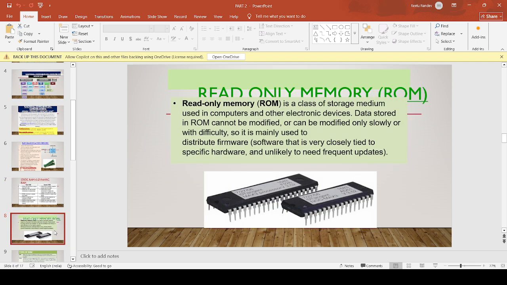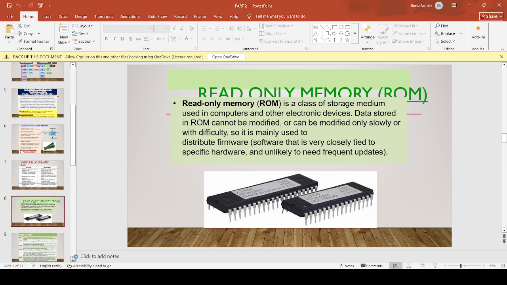Then we come to the ROM, which is the read-only memory. It is a class of storage medium used in computers and other electronic devices. Data stored in the ROM cannot be modified, or can be modified only slowly or with difficulty. So it is mainly used to distribute firmware, a kind of software. What is firmware? Software that is very closely tied to the specific hardware and unlikely to need frequent updates. For that, where updates are not required easily or generally, we use read-only memory.